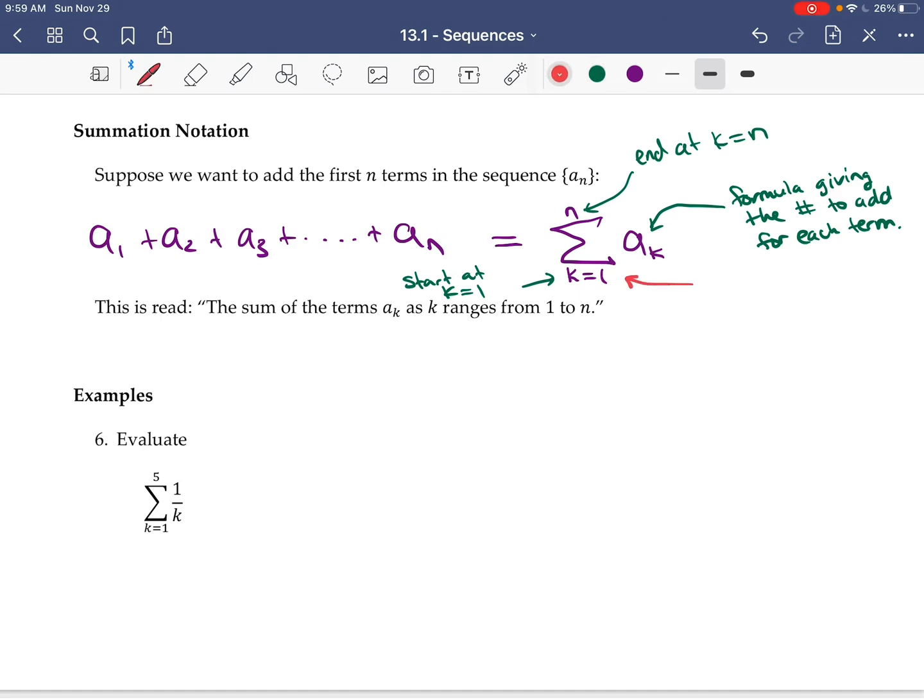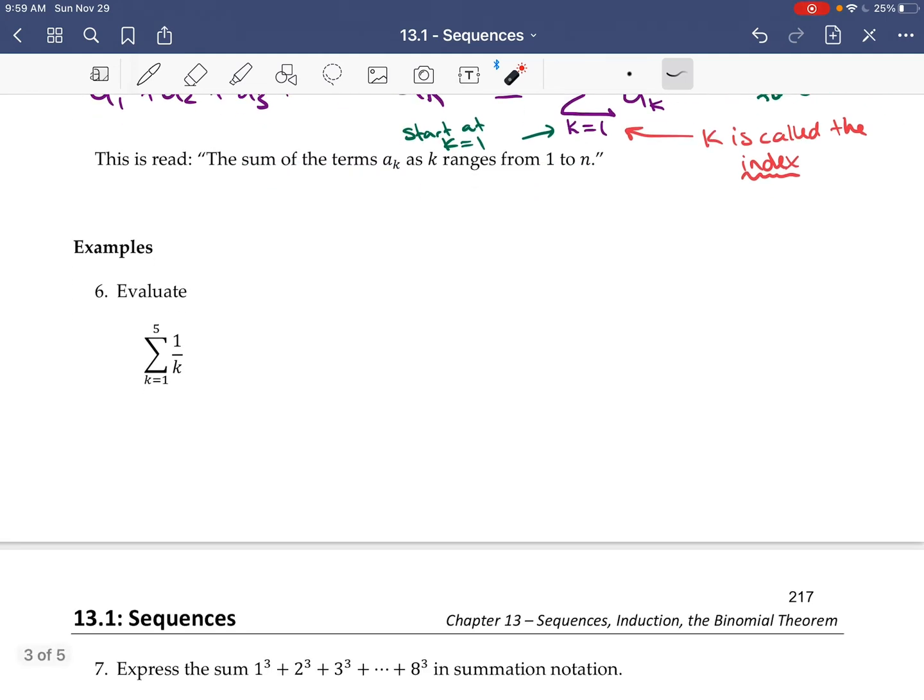Now here k is called the index of the sum, because as k changes, you plug a different value into the formula inside the sum, and that tells you what term to add next. This is read as the sum of the terms a_k as k ranges from 1 to n. Let's do an example.